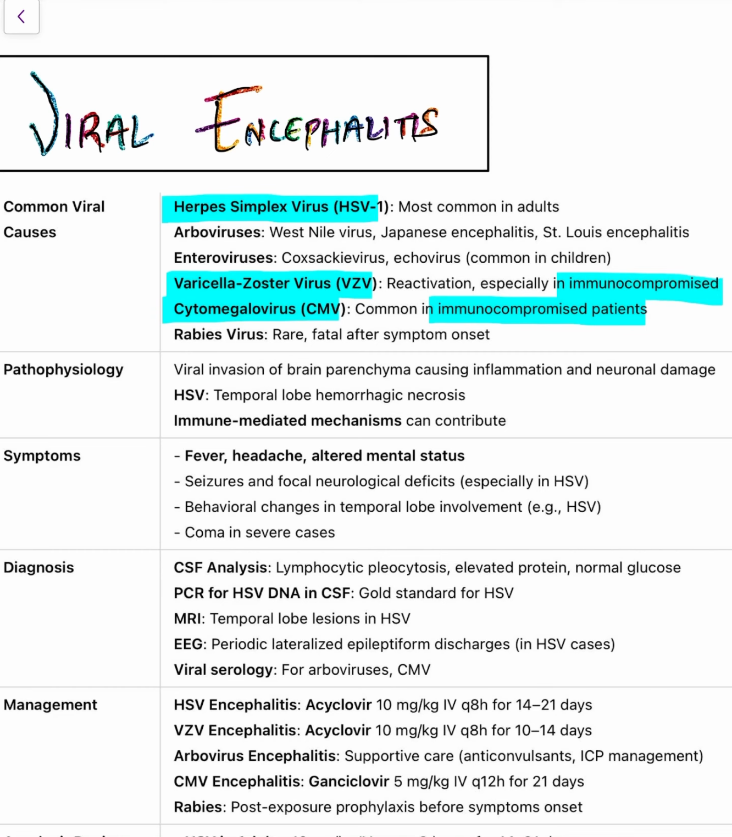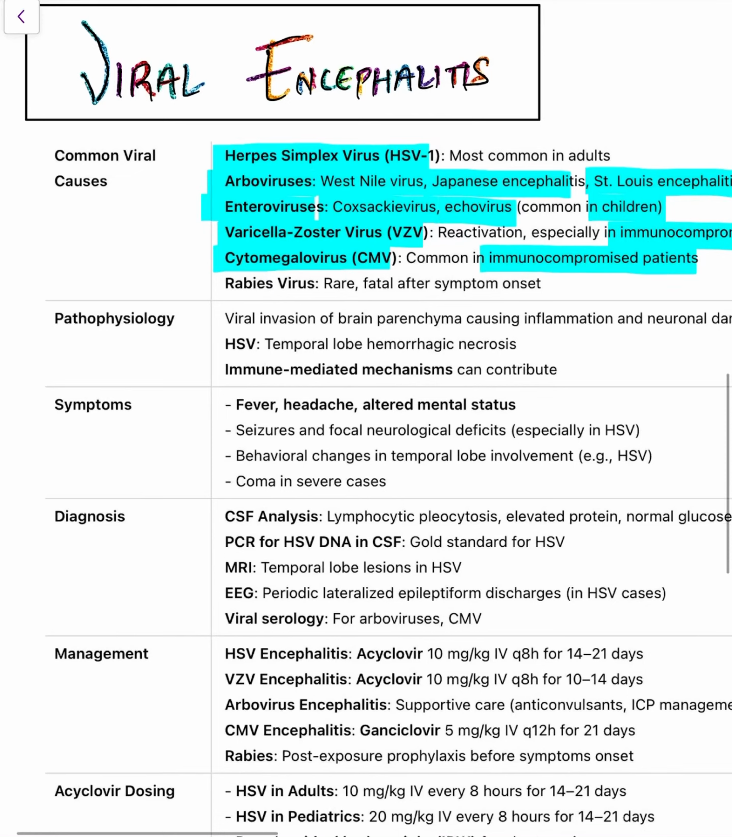Other than that, arboviruses like West Nile virus, Japanese encephalitis, and St. Louis encephalitis. Enteroviruses can also cause encephalitis, like Coxsackie virus and echovirus, which are common in children. Next is rabies virus. It is rare but fatal. Once the symptoms have occurred, there is 100% mortality.